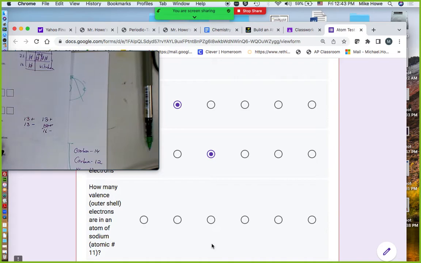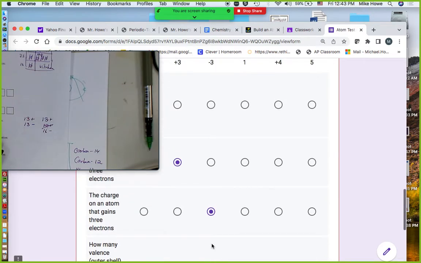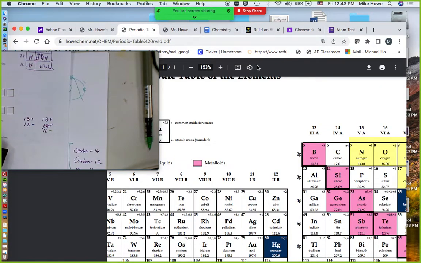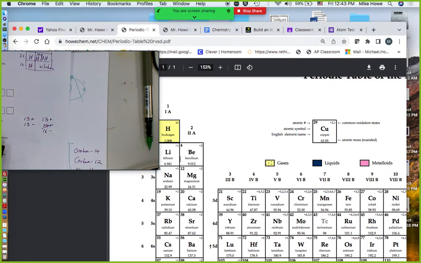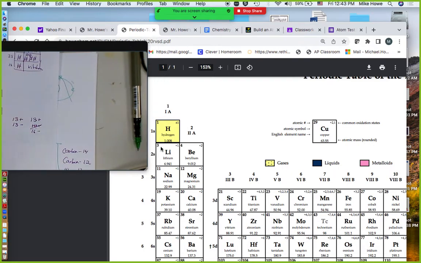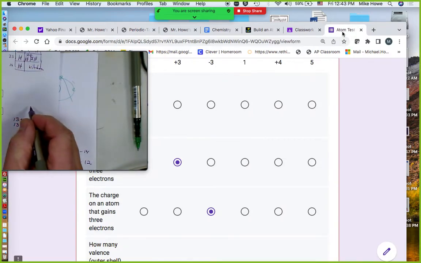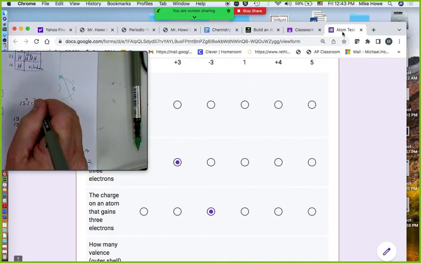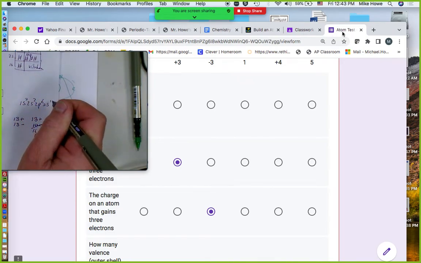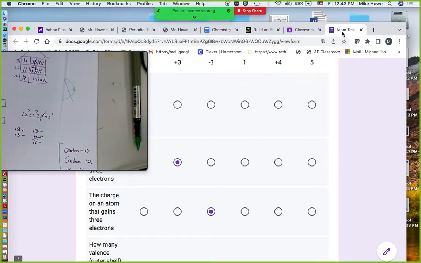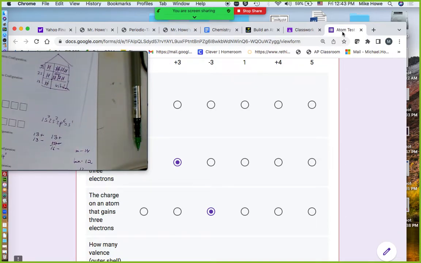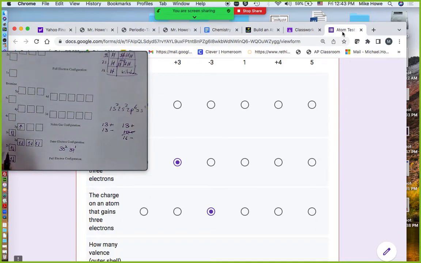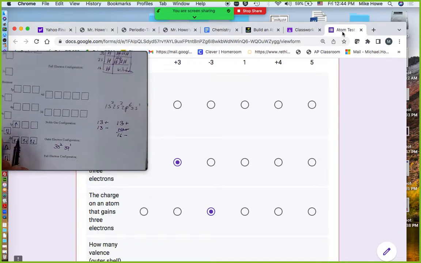How many valence electrons in an atom of sodium? So 2 different ways you could do that. You know that sodium has 11 electrons. We know that because of the periodic table. Right there is sodium, and it has 11 electrons. So you could write the electron configuration and just go 1s2, 2s2, 2p6, 3s1. I'm just doing this thing again, like I did for aluminum, except I only had 1 in the 3s.